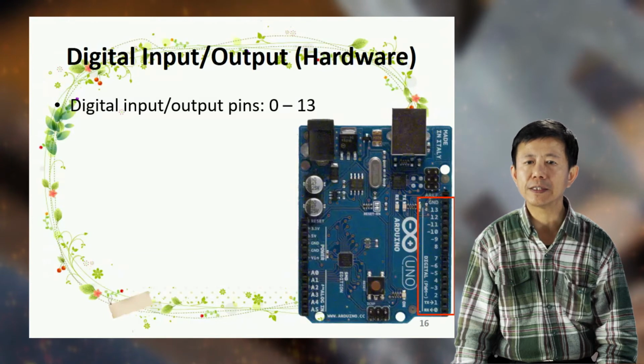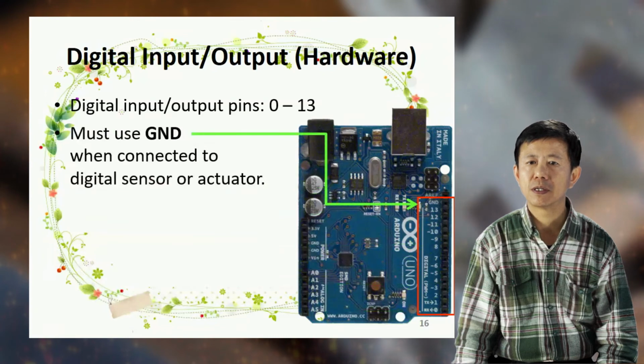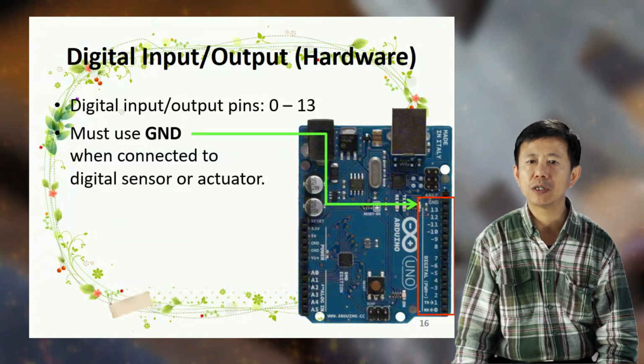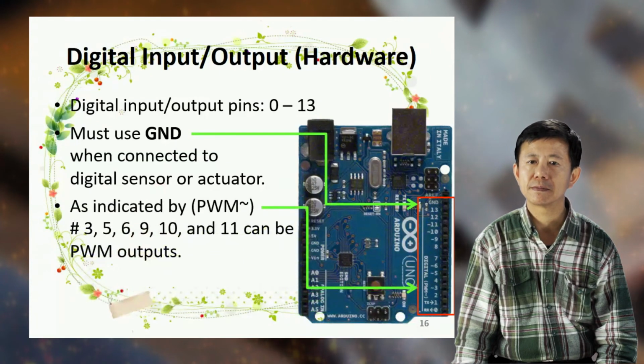There are 14 digital input-output pins, numbered from 0 to 13, and labeled digital in Arduino Uno. When you connect a digital sensor for input or a digital actuator for output, you have to grant a name to the digital GND pin, which is next to digital I/O pin 13.